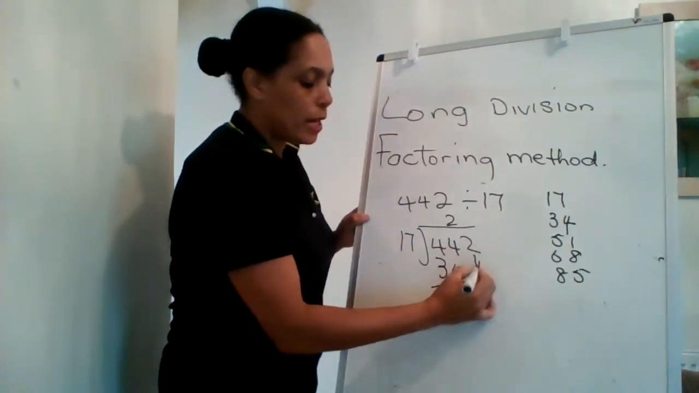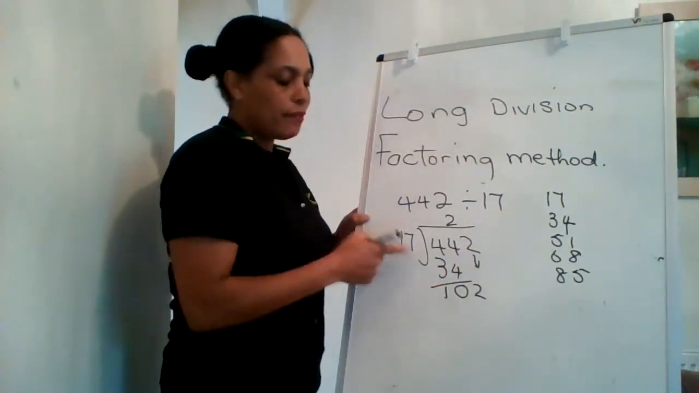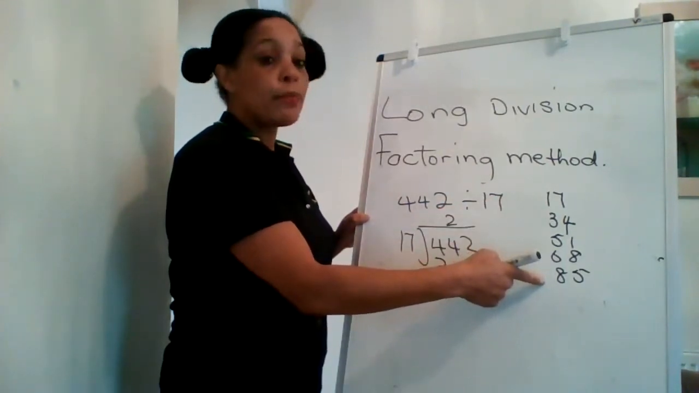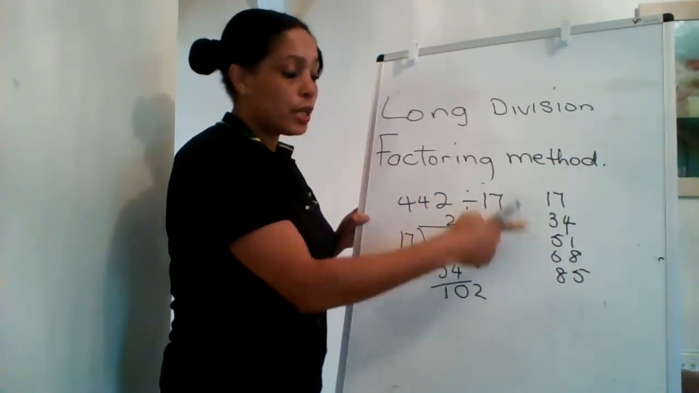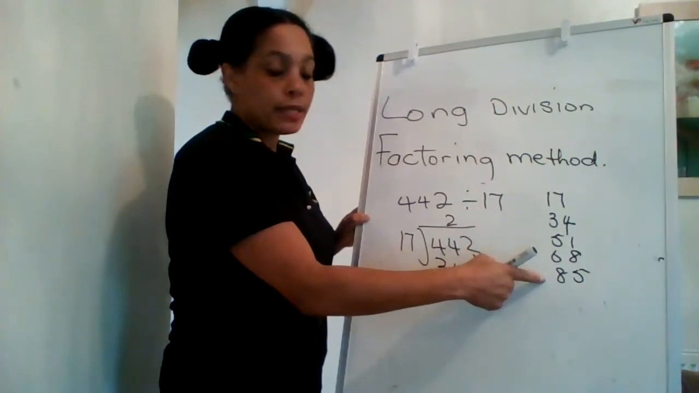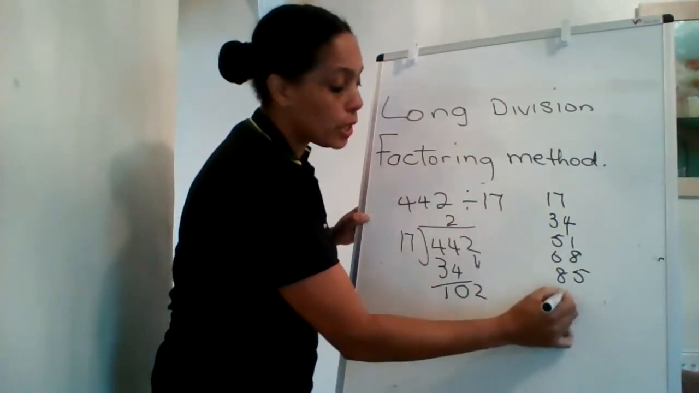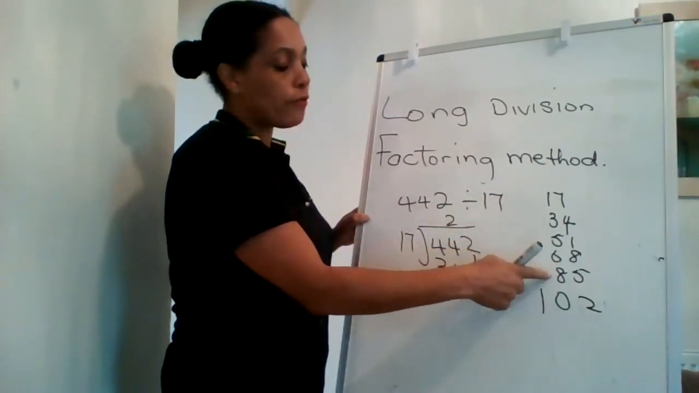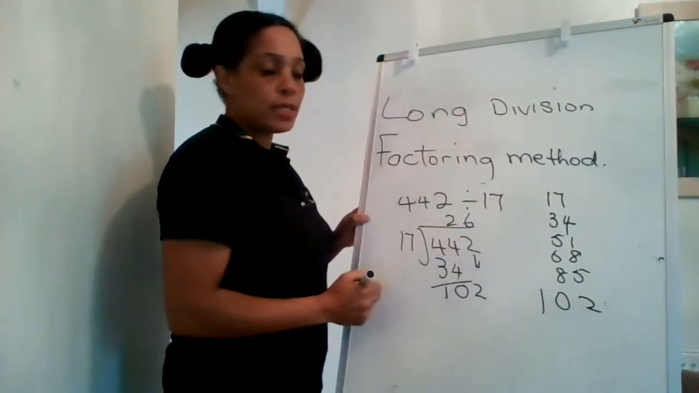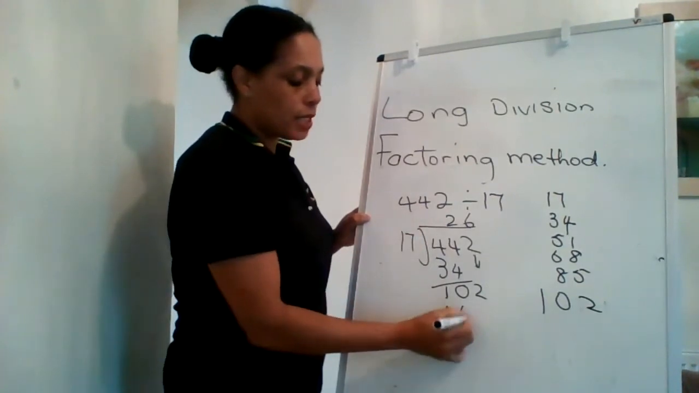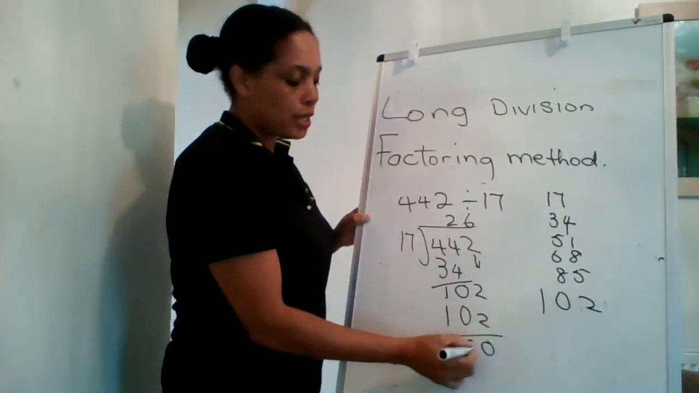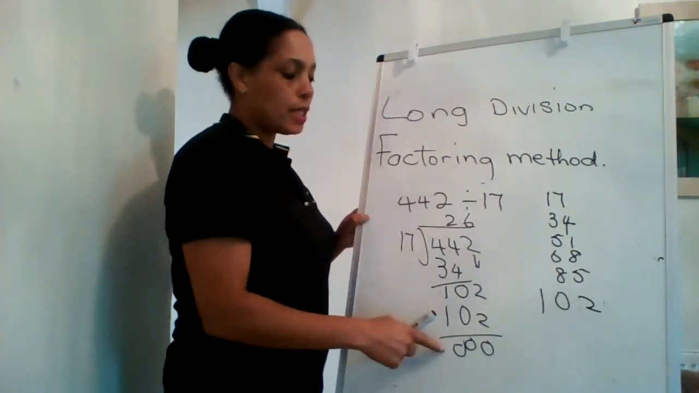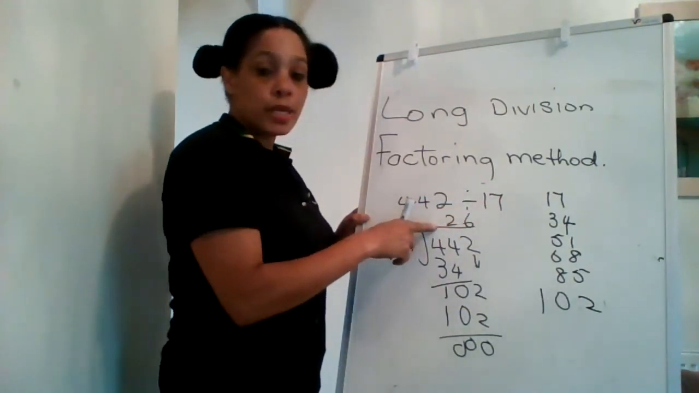I'm going to take down my 2. 17 into 102. Now, I have not reached 102 yet, so I need to check if it can go further on. If I have 85 and I add 17 more to it, I did reach 102. So 1, 2, 3, 4, 5, 6. So that's going to give me 6 times. 6 times 17 is 102. Nothing is left over. So 442 divided by 17 is going to be equal to 26.